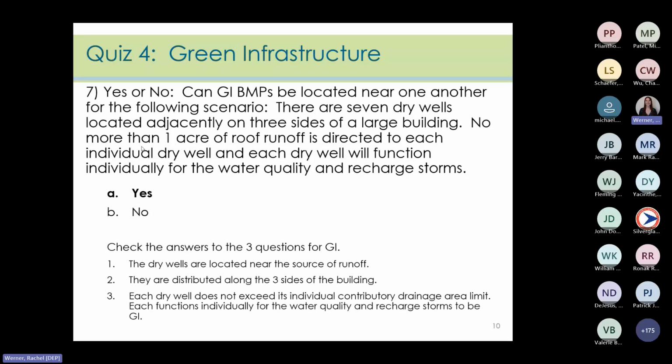This is because you have to check the answers to the 3 questions we just went over. Number 1, is the stormwater managed close to its source? Yes, the dry wells are located near the source of runoff. Number 2, are the BMPs distributed throughout the site? Yes, they're distributed along the 3 sides of the building. And number 3, are the drainage area limitations met? Yes, because each dry well does not exceed its individual contributory drainage area limit. Each functions individually for the water quality and recharge storms to be GI.